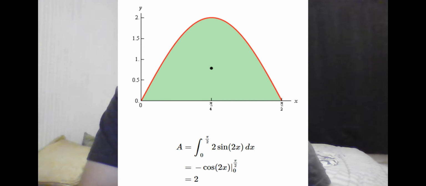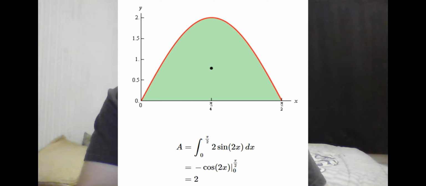For example, if we wanted to calculate the center of mass of this region, given by y equals 2 times sine of 2x, the x-axis, and the interval from 0 to pi half, we would see by visual estimation what the center of mass is, but we should use the formula to be extra sure.